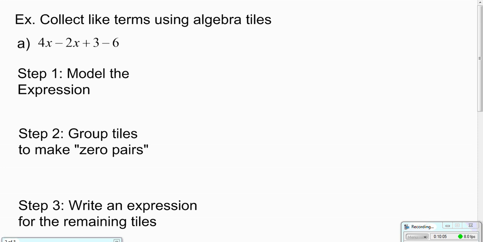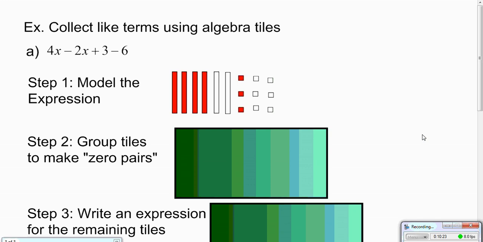Okay, so I'm going to show you how to do this with algebra tiles. So I would like you to take a second and either sketch it or build it if you're doing this at school and you have algebra tiles. Otherwise, sketch it out, and then we're going to use the cross-out method. So by the magic of the computer and the internet, I was able to build that really quickly. So we have 4x, negative 2x, positive 3, and then negative 6.